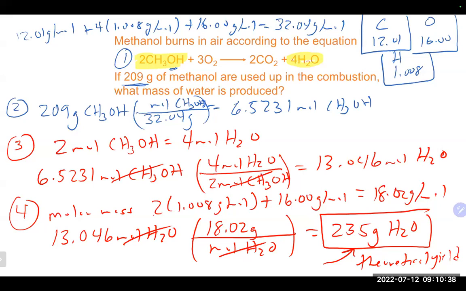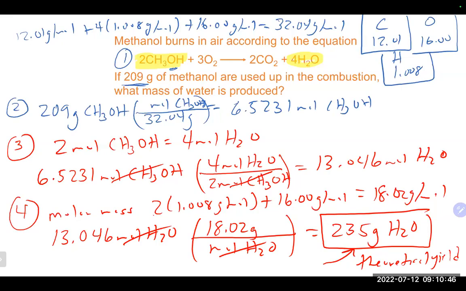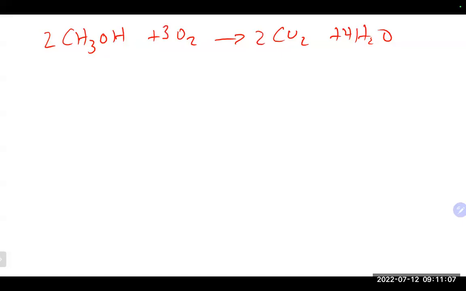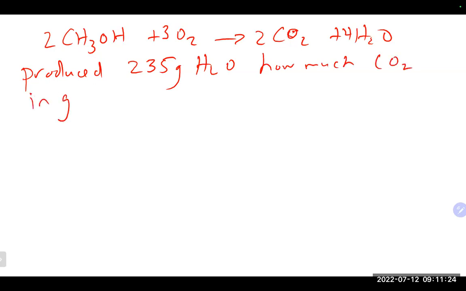All right, why don't we try one more here? Why don't we do the same equation there. So let's say, actually, let's do this. Let's say we produce exactly what we just did there, 235 grams of water. How much CO2 in grams would be produced? All right, take a second and calculate that. I will as well, because I just made it up.